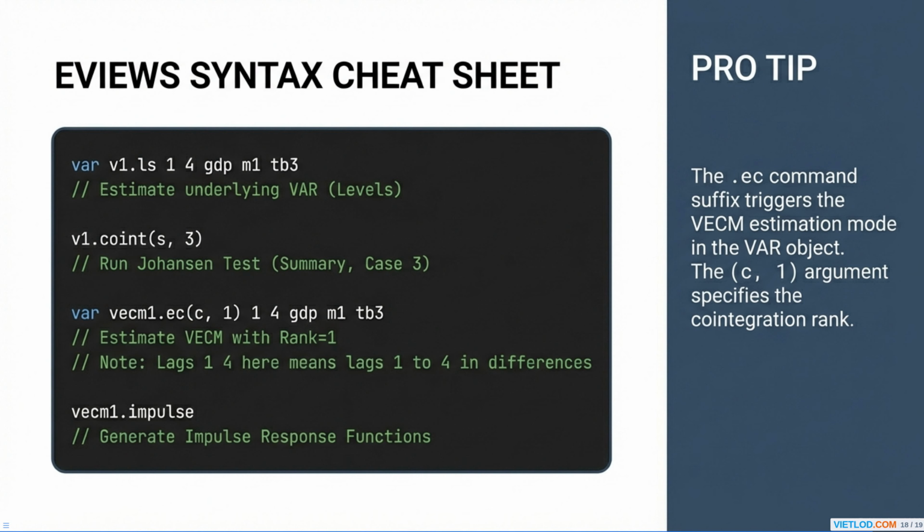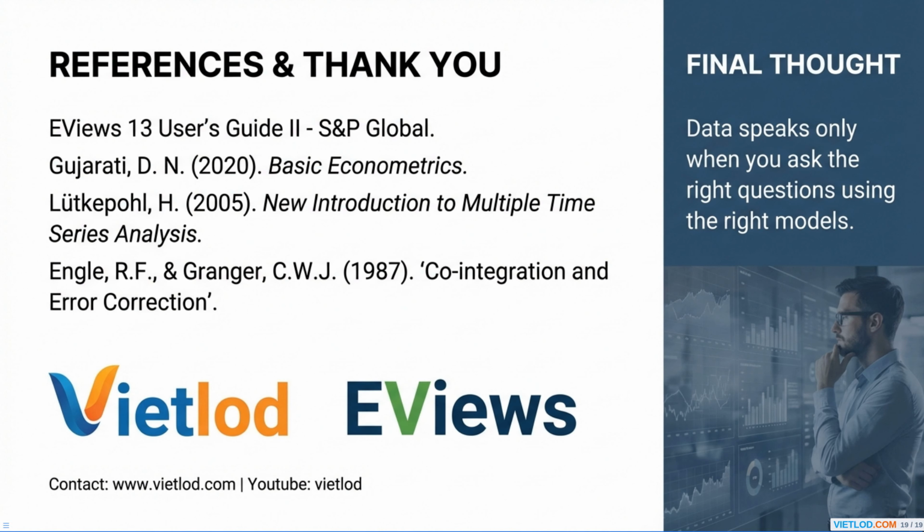After confirming cointegration and its rank, we estimate the VECM itself. The command var vecm1.ec(c,1) 1 4 GDP M1 TB3 is used. This is where our pro tip comes in. The .ec command suffix is crucial as it triggers the VECM estimation mode within the var object. The c, 1 argument specifies that we are including a constant term in the cointegrating equation and that we found a cointegration rank of 1. The 1 4 in this context refers to the lags of the differenced variables in the VECM, meaning a lag order of 1 to 4 for the difference terms.